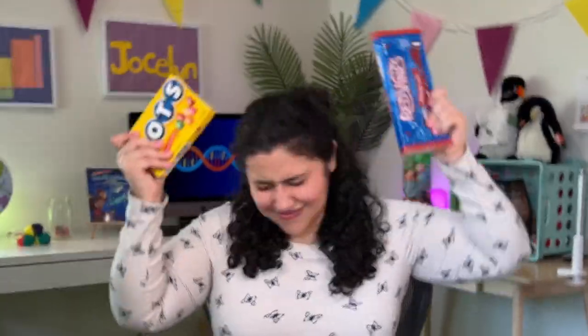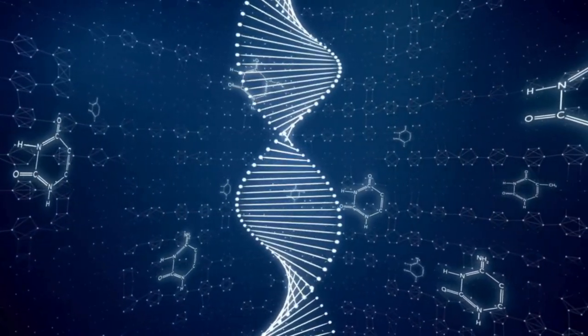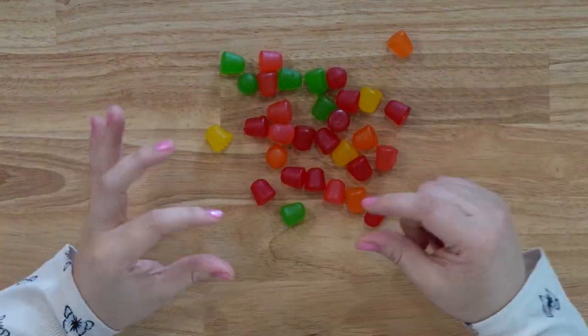DNA is so tiny that we can't see it with our eyes. So we're going to make a model using candy. So this is what DNA actually looks like. If we untwist it, it kind of looks like a ladder with a backbone and rungs in the middle. So let's start by making the rungs, which is the part in the middle.